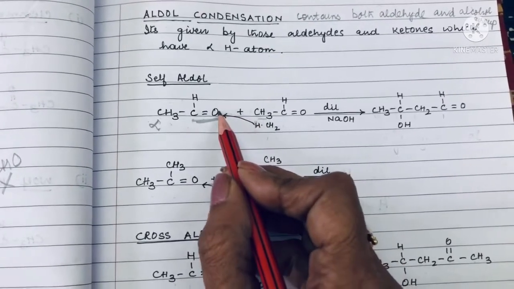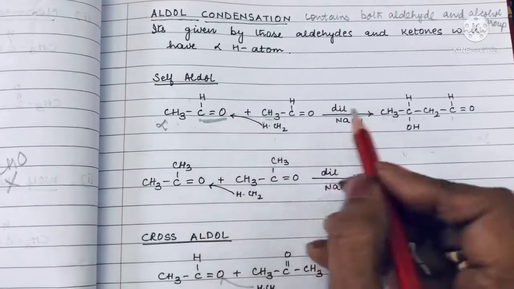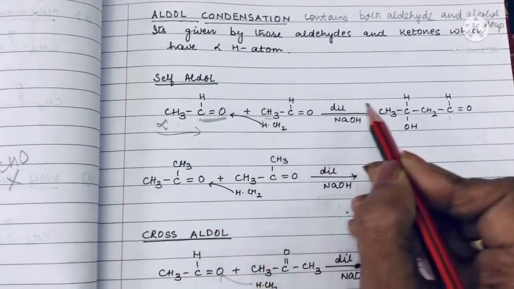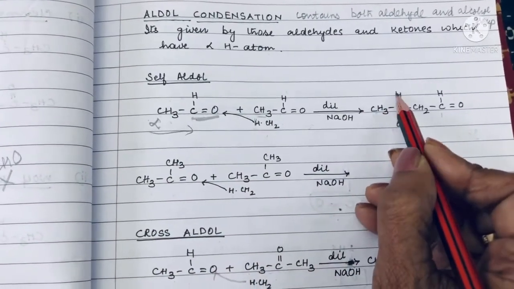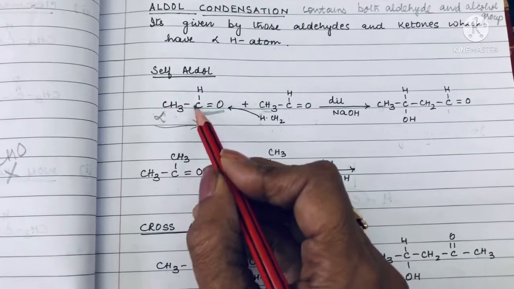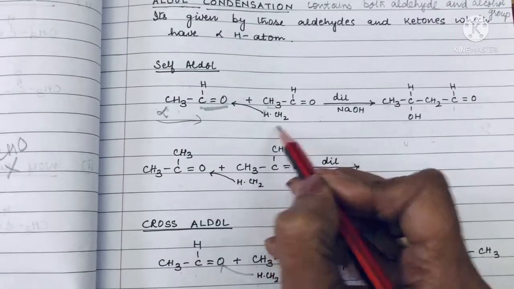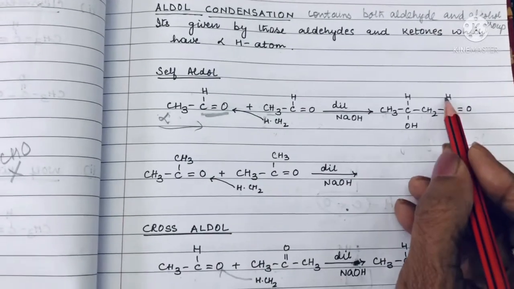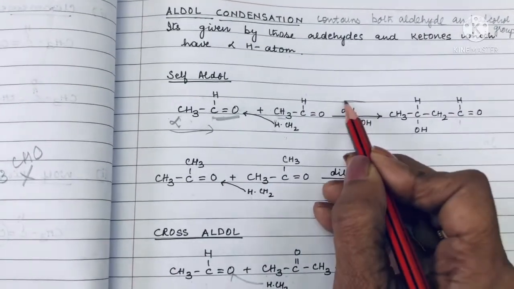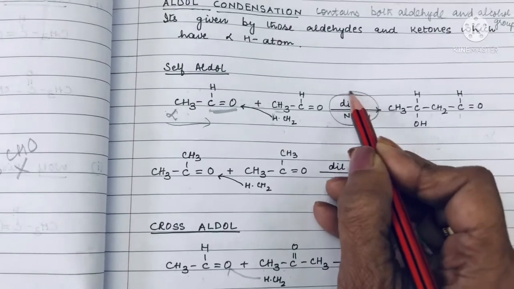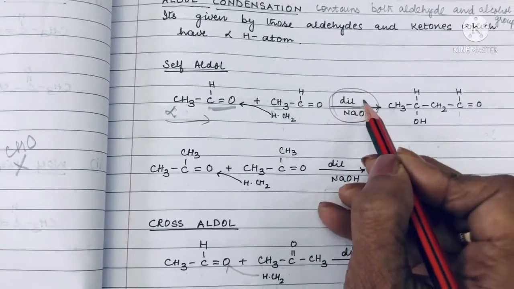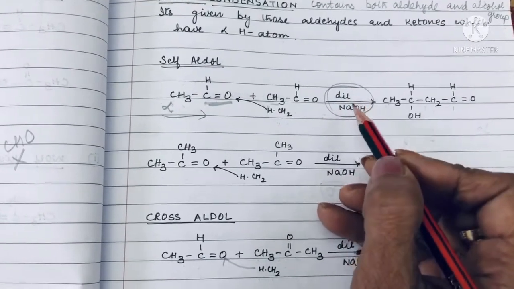So if this moves here, it becomes OH. So starting from here, I am writing CH3CH, and this has changed into OH. At this point only CH2 is left, so CH2CHO. And the reaction takes place in presence of dilute NaOH. Very important to write in the reaction.